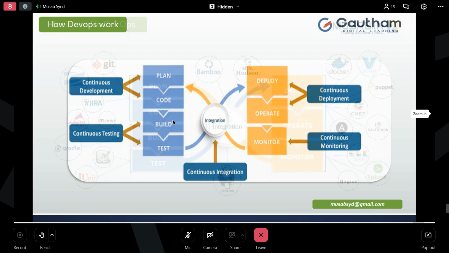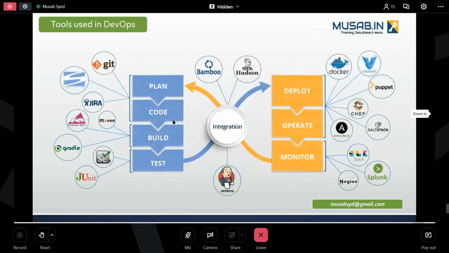Many software are used here for that. Actually, I should not call them software. They are called tools. What tools, guys? For planning and coding, we might use Git, Jira, and other things. For building, Maven and Gradle. For testing, Selenium, JUnit, and others are also there. To integrate with the other parts, we use the most common tool, Jenkins, very famous. But you can also go for Bamboo and Hudson.